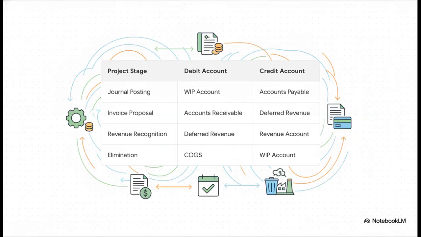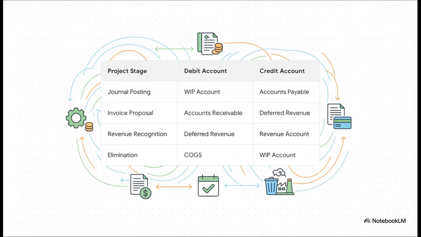And this brilliantly illustrates exactly how that completed contract method flows through the general ledger. During journal posting, your costs debit the WIP account. When you generate an invoice proposal for a milestone, it hits accounts receivable, sure, but the credit goes to deferred revenue, not your actual revenue account. It's only at the very end of the project, during revenue recognition, that the deferred revenue finally moves into your actual revenue account. And then that final elimination step clears out your accumulated WIP costs and moves them over to cost of goods sold.